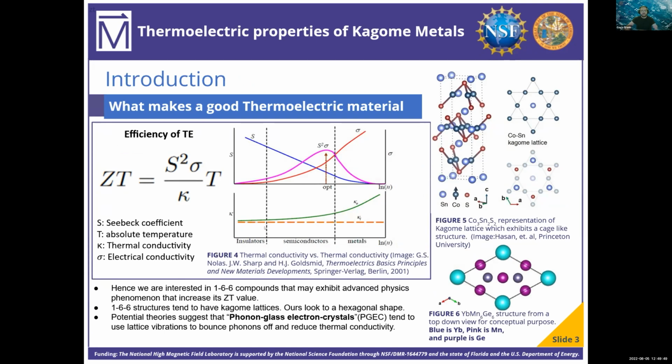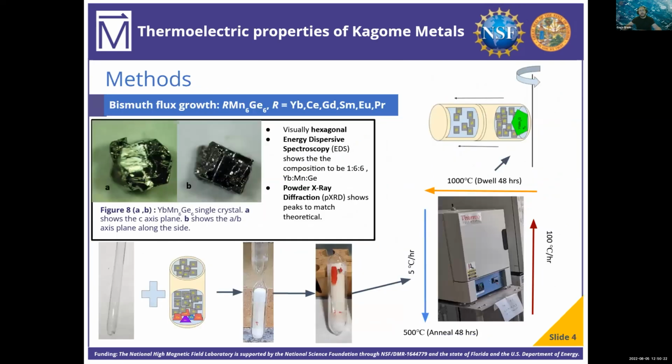One of these features is that 166 structures tend to have Kagome lattices, which you can see at the top right, which tend to have hexagonal shapes. And potential theories suggest that these Kagome lattices feature phonon glass electron crystals, which tend to have minimized thermal conductivity without affecting electrical conductivity, which can maximize ZT value. Hence, we want to learn more about these properties and if it applies to our crystals and how to apply to other crystals. And if you look closely right here, you can see one of the crystals I grew.